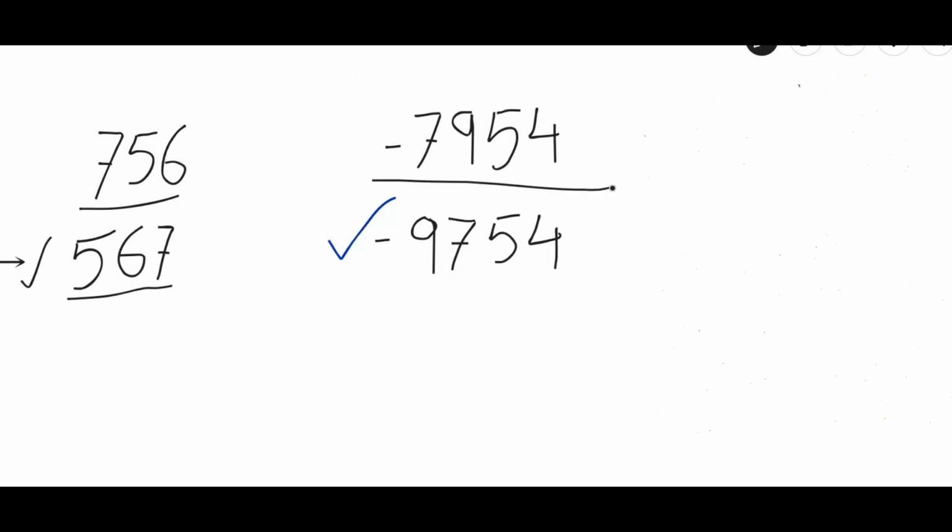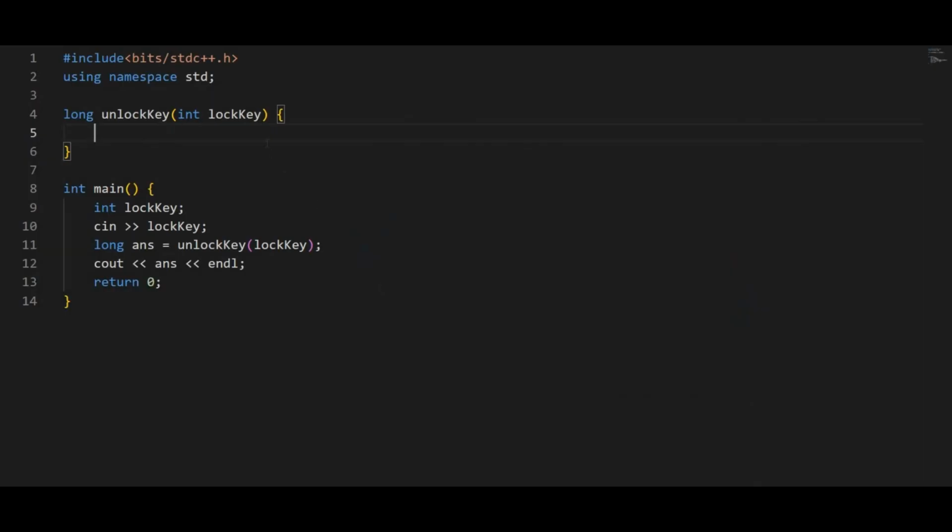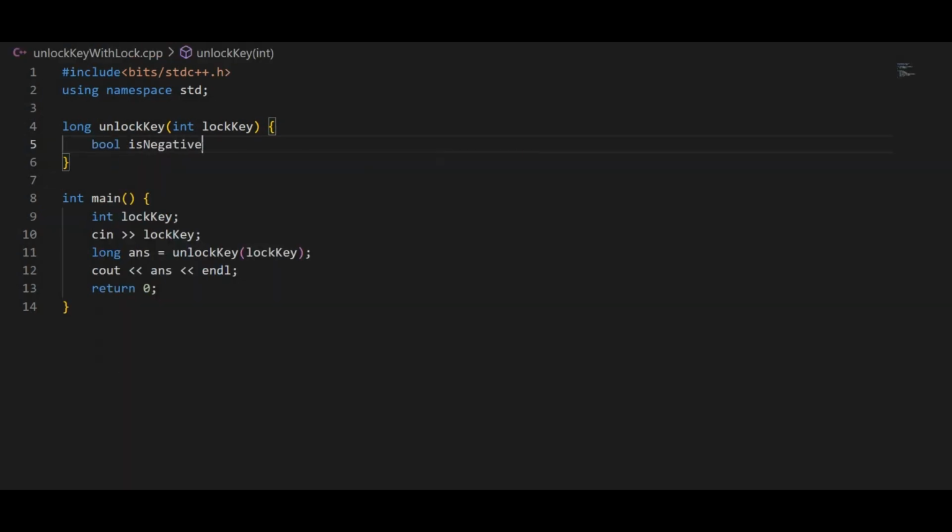What if the numbers are negative, like this one? Well, in that case the numbers need to be sorted in descending order with the negative symbol at the beginning. Also, the leading number cannot be 0, which means when we sort a positive number like 7065, then 0567 is not the actual answer but the correct answer is 5067. We will handle this case in the code by swapping the first non-zero number with the 0 at first position.